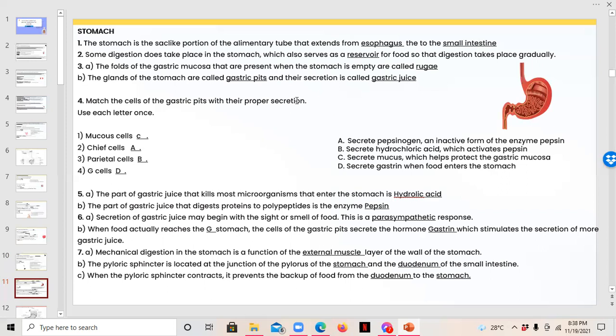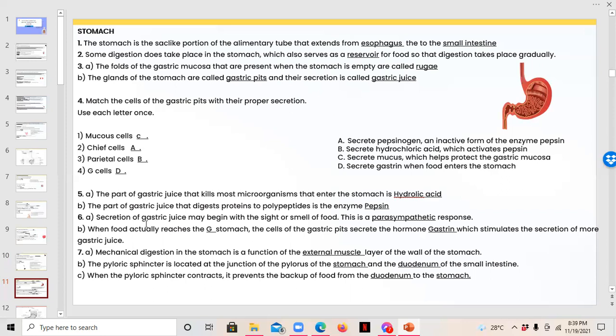Number 5. Letter A. The part of gastric juice that kills most microorganisms that enter the stomach is hydrochloric acid. Letter B. The part of the gastric juice that digests proteins to polypeptides is the enzyme called pepsin.